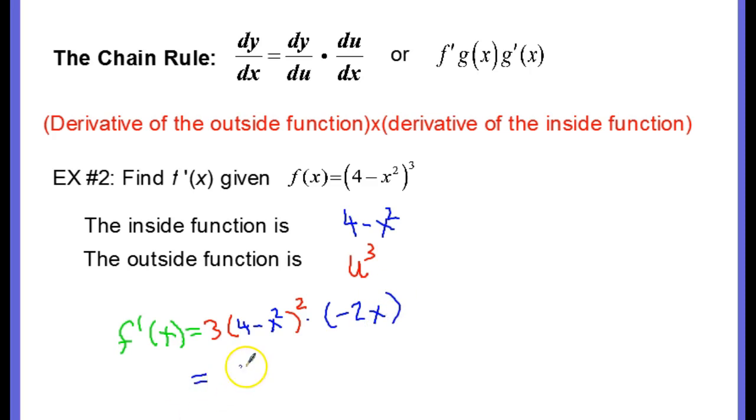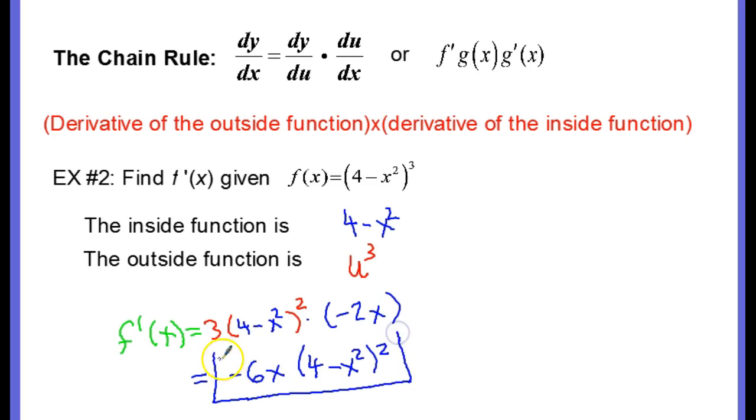Now let's go ahead and combine 3 and negative 2x. So we get negative 6x times (4 minus x squared) squared. And certainly you could go ahead and expand that and distribute the negative 6x, but for the sake of this example, it's probably easiest to just leave it in factored form, and this should provide you with an easy check.